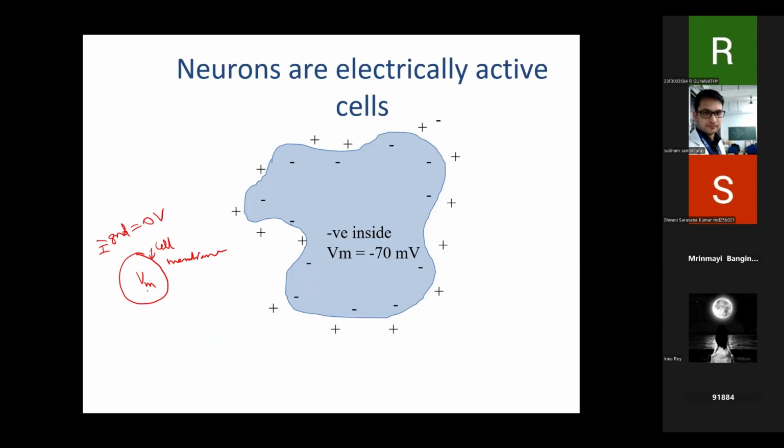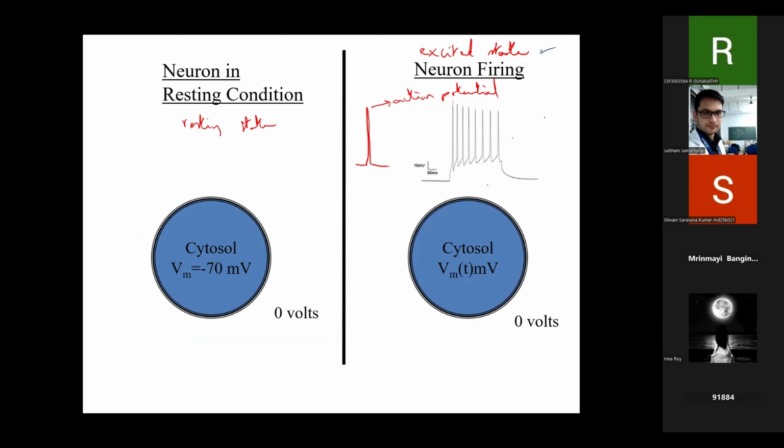So neurons are electrically active cells. What that means is any cell will have a voltage difference between inside and outside. In the case of a neuron, a typical figure is about minus 70 millivolts, assuming the outside to be at 0 ground potential. But this minus 70 could be like minus 80, minus 90, minus 60. It depends on the exact cell type. But that's a typical figure, and that will be a constant value when the neuron is in what is called a resting state. But a neuron can get excited under certain conditions.